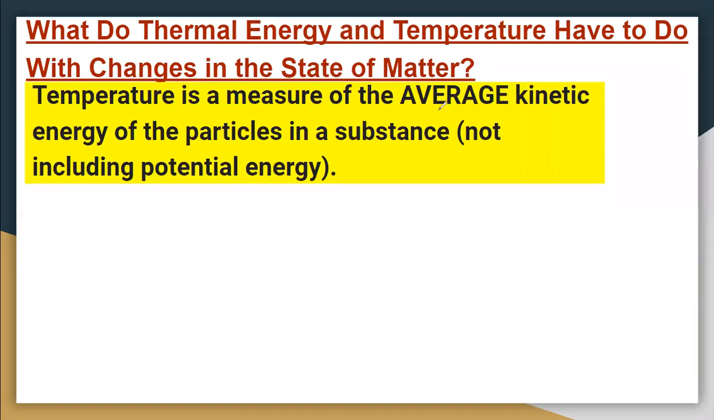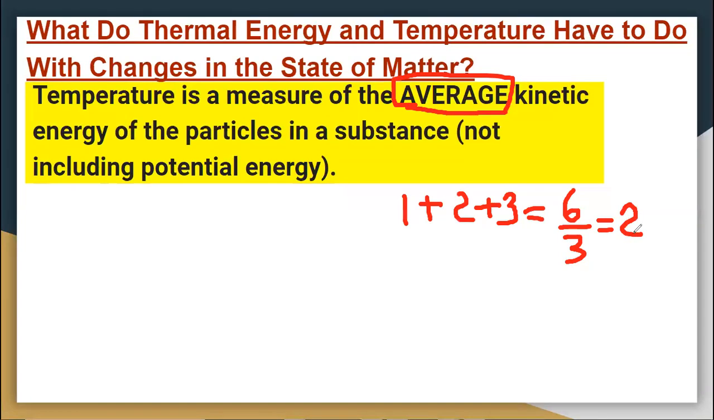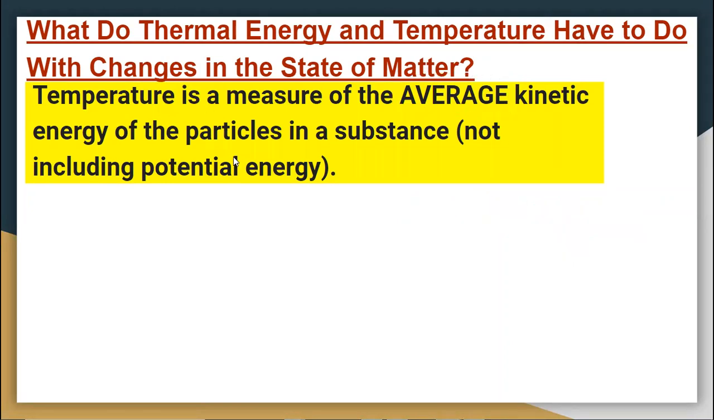That is the measure of the average kinetic energy of the particles in a substance, not including potential energy. So if you think about what's an average, if I added 1 plus 2 plus 3, the total is 6. The average is, add up the numbers and divide by the number of numbers, 3 numbers. So it's 6 divided by 3. The average of those numbers is 2. So you're adding up the kinetic energies and you are finding the average. So it's a little bit different.